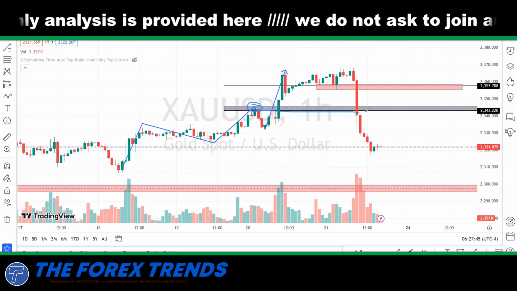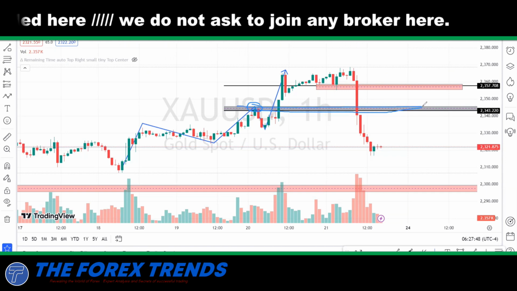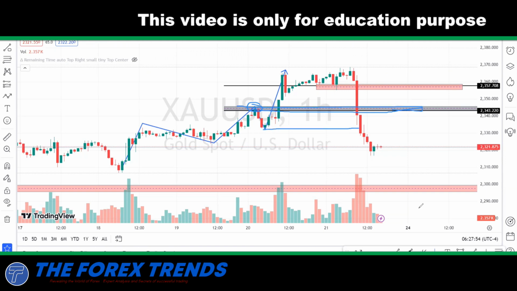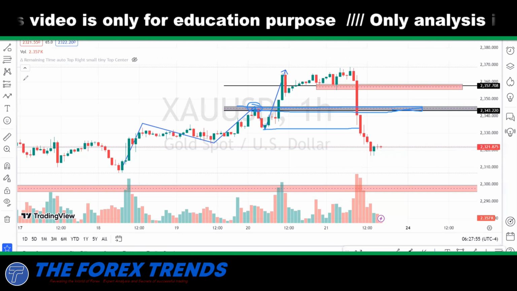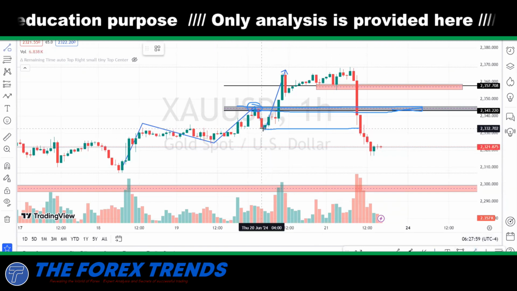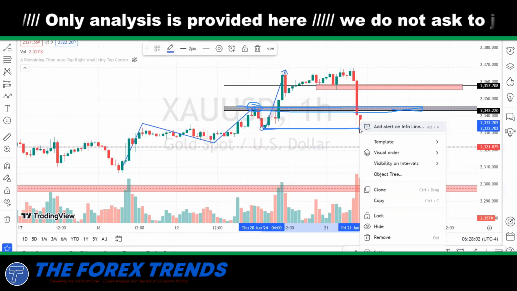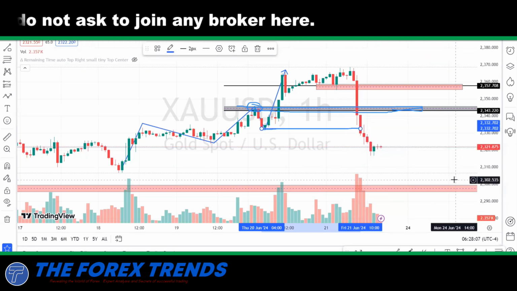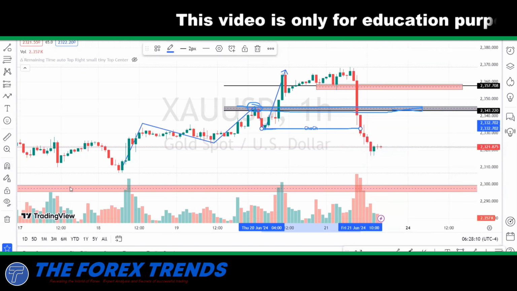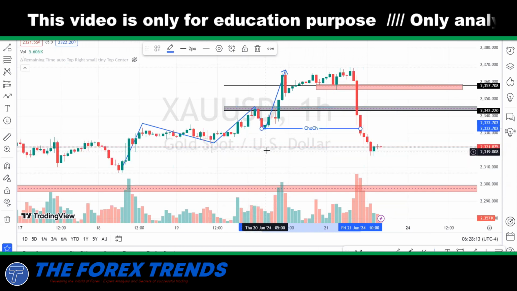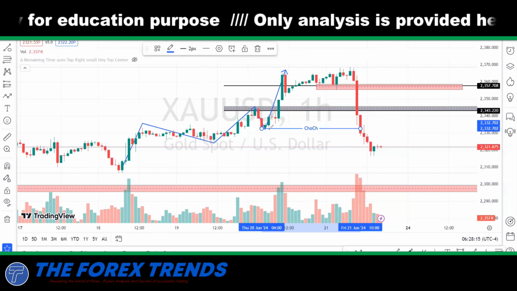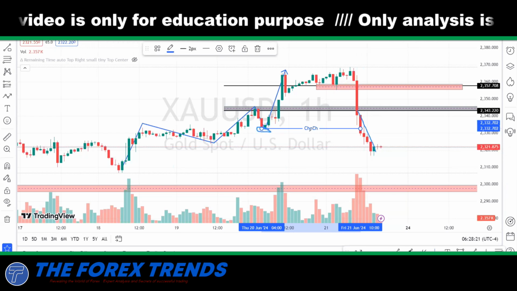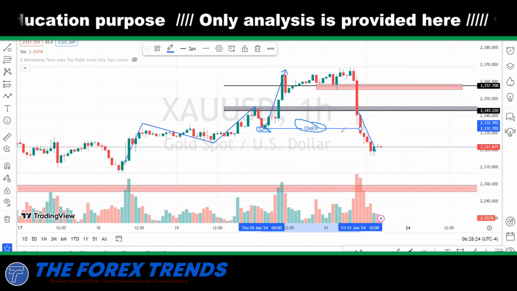So this is a level of Quasimodo, because this is a change of character in the 1-hour frame. Let me mark it as a change of character. As per the 1-hour frame, this was our last support and the market broke this support. That's why it is a change of character.